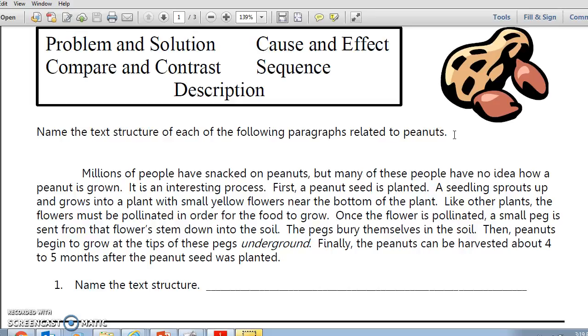Why, yes, it's sequence. Or you could say chronological. How do you know? Look at those key words. First.